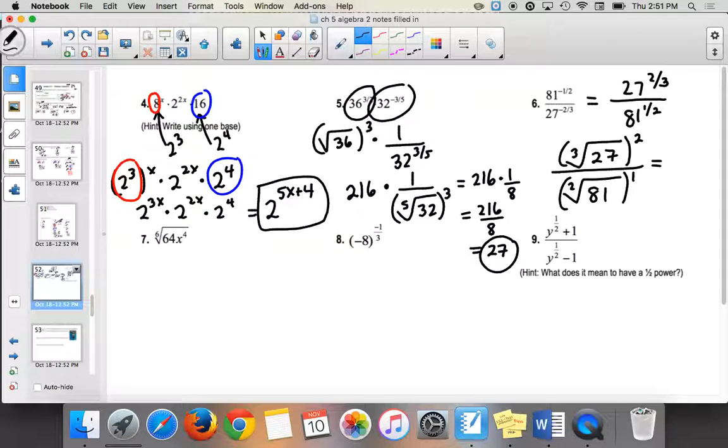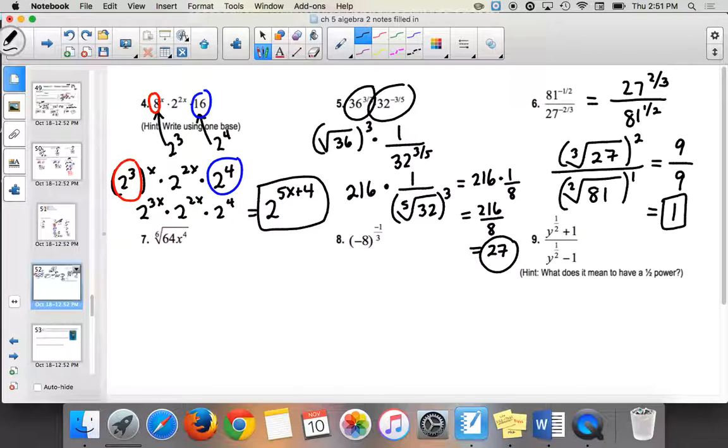Yeah, so cube root of 27 is 3. I'm going to start calling you guys. You look drowsy. Let's see, Ethan, what do we get? Cube root of 27 is 3. 3 squared is 9. Julian, what's the bottom? Square root of 81. What's 9 over 9? Justin? 1. That's our answer.